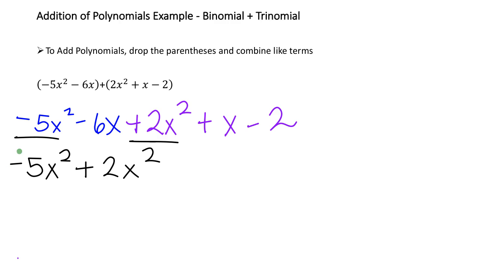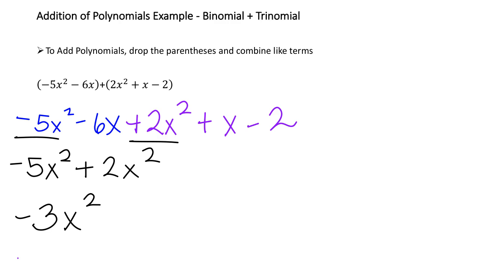So this is saying, hey, I've got negative 5 of my x squared. I have positive 2 of my x squared. Putting that together, you're just going to add or subtract as indicated. Negative 5 plus 2 would give me a negative 3. And you keep your x squared the same. You do not change your variable.